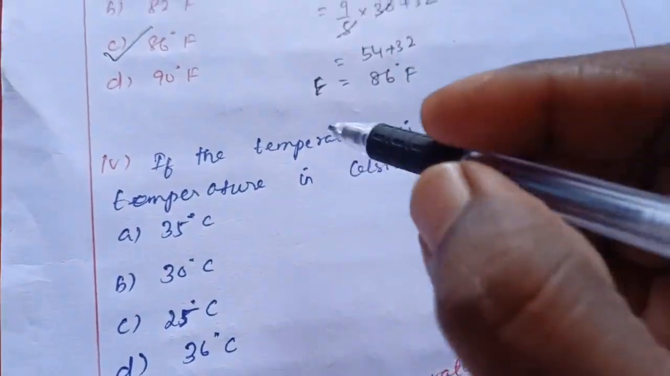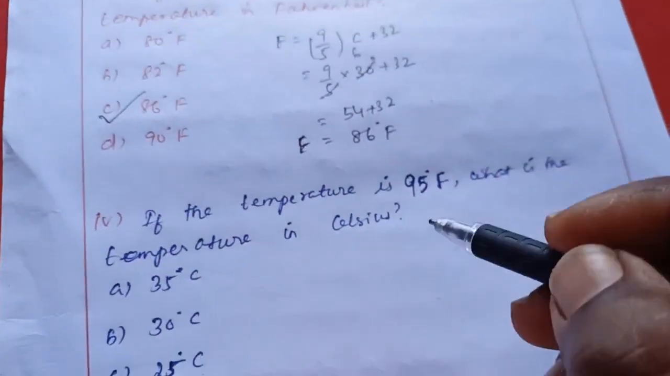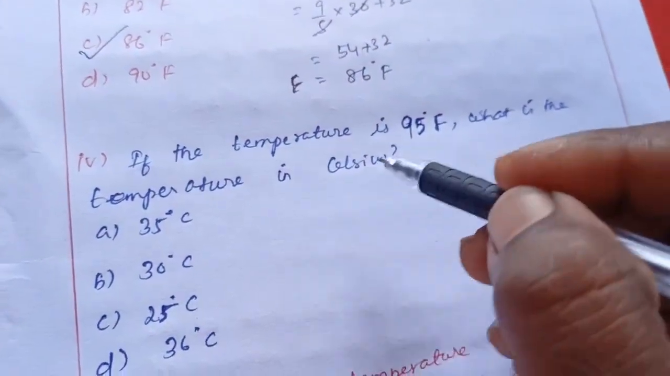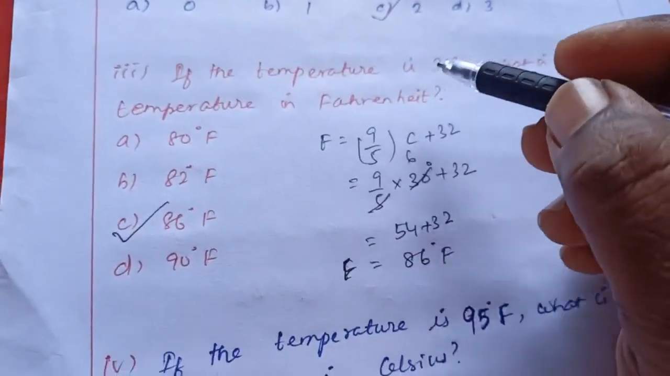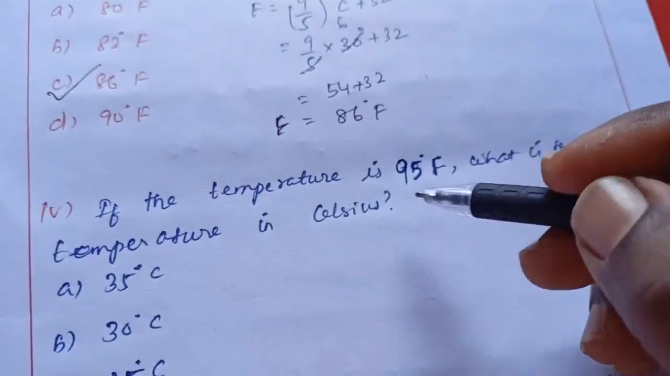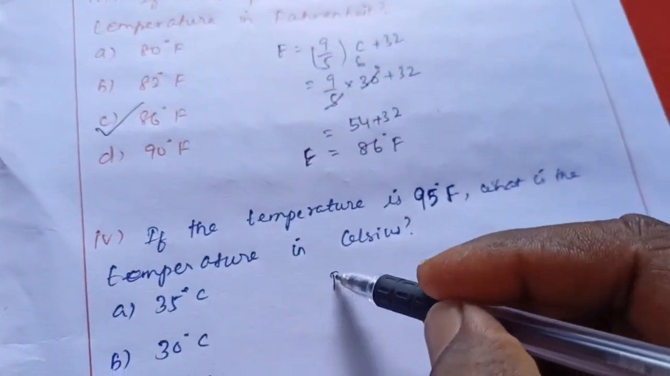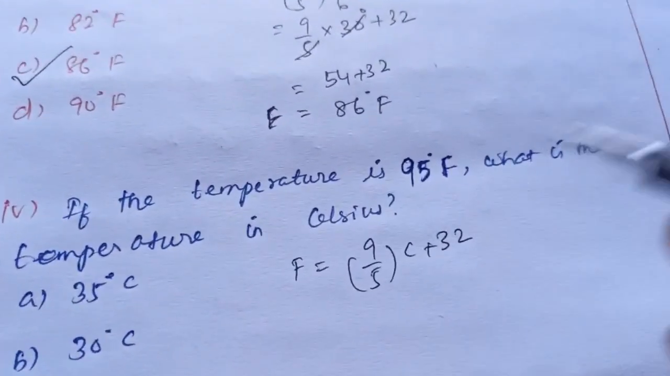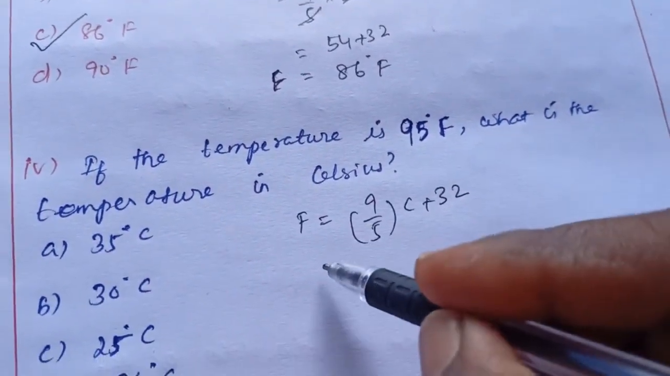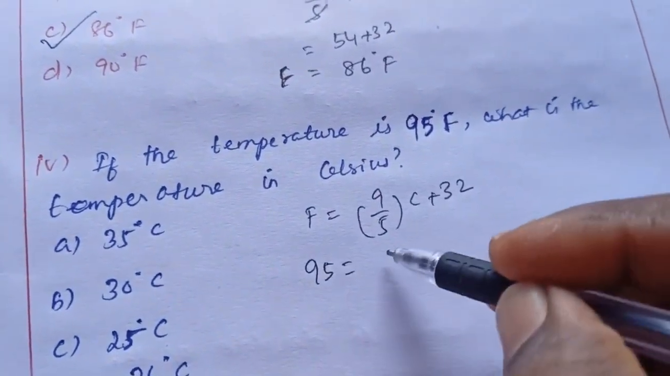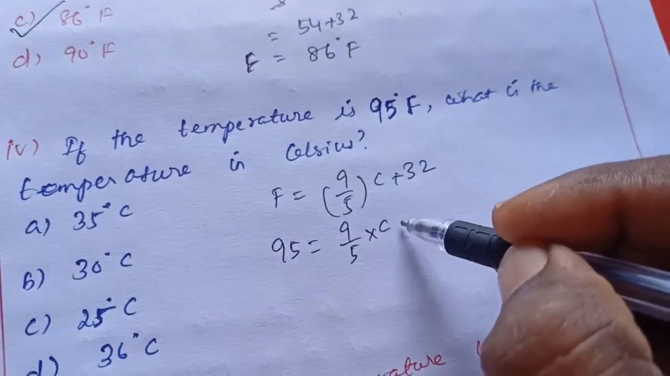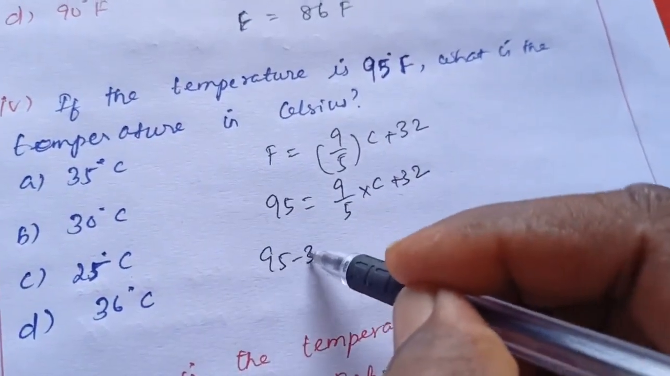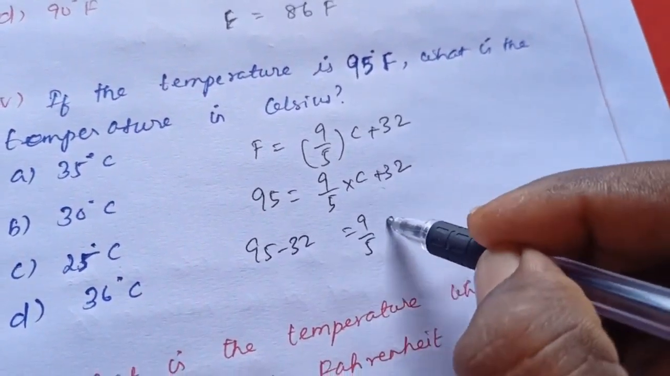Can you understand this third question? Next, fourth question. If the temperature is 95 degrees Fahrenheit, what will be the temperature in Celsius? Before, it was Celsius to Fahrenheit. Now Fahrenheit to Celsius. The same formula we can use: F is equal to 9 by 5 into C plus 32. The F value given is 95, so 95 equals 9 by 5 into C plus 32. We take 32 to the other side, so it becomes minus 32.